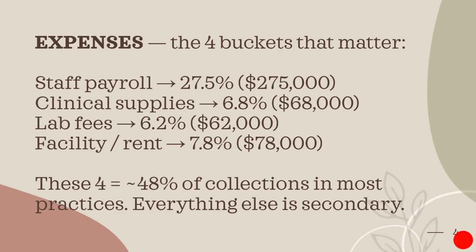Clinical supplies usually run 4 to 7%, lab fees 5 to 8%, and facility costs, rent or mortgage, typically 5 to 10%. In our example practice, those 4 categories together account for about 48% of net collections. Everything else, software, marketing, utilities, insurance, matters, but those 4 are where the meaningful variance usually lives. When your P&L looks wrong, start with these 4 before you go anywhere else.